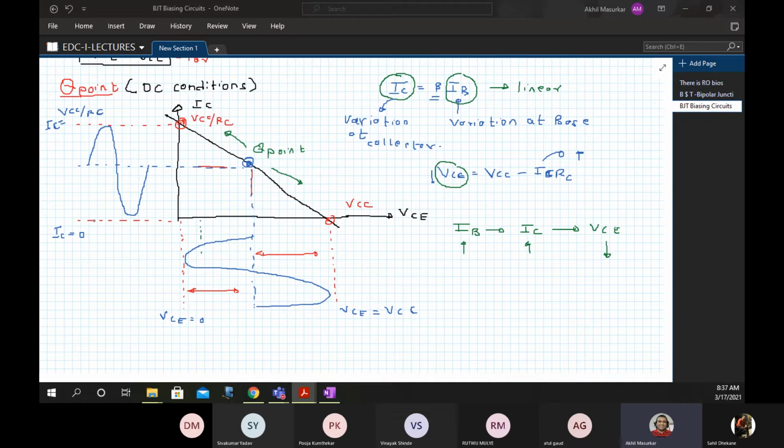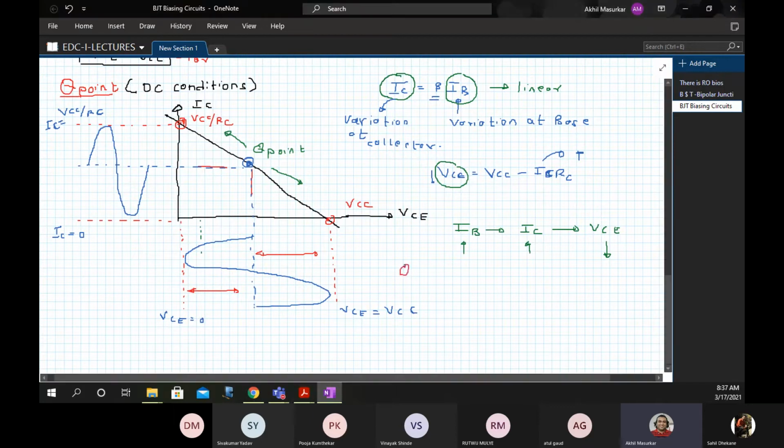Once you draw this graph, please write done in the chat box. So the conclusion of this is the Q point must be at the center of the DC load line.